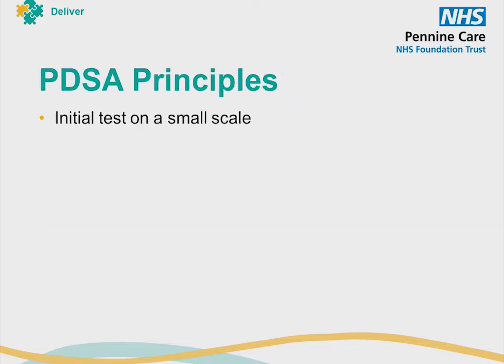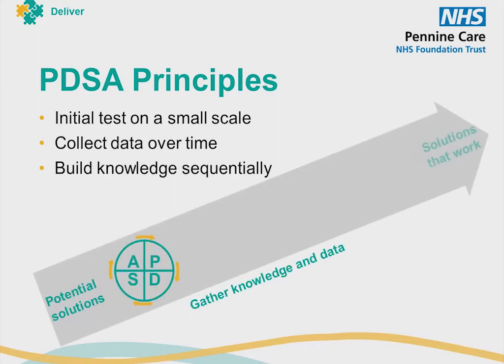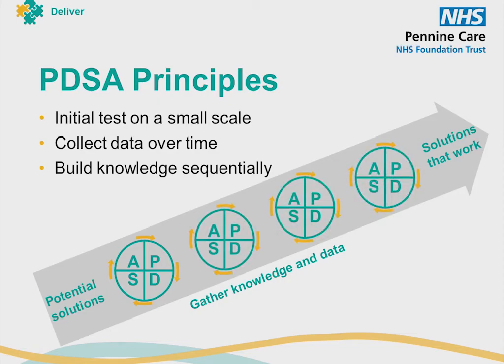The principles for undertaking PDSAs are that they should pilot tests on a small scale. Think 1 clinician, 1 patient for your first test. You should collect data over time and use it to build your knowledge sequentially so that we move from all our potential solutions to solutions that actually work. For our second and third test cycles, we can increase the number of patients or clinicians or both.